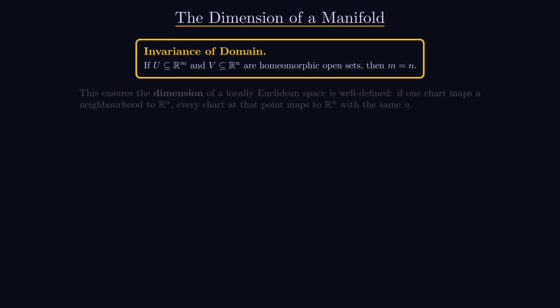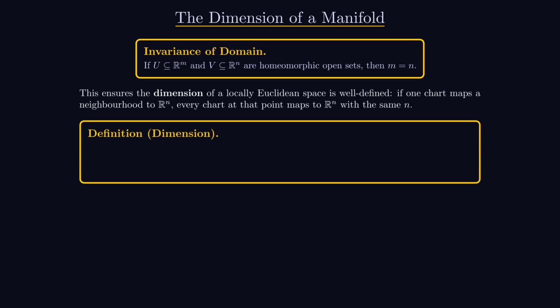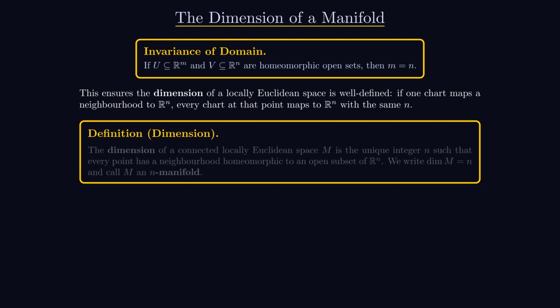If one chart maps a neighborhood to R to the n, then every chart at that point must map to R to the n with the very same n. The dimension of a connected locally Euclidean space M is the unique integer n such that every point has a neighborhood homeomorphic to an open subset of R to the n. We write dimension M equals n and call M an n-manifold.